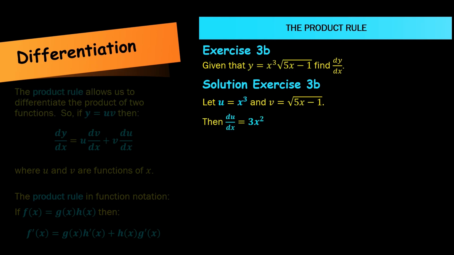Now differentiating u equals x cubed gives us du dx equals 3x squared. And from part A we have that the differential of root 5x minus 1 is 5 over 2 times 5x minus 1 raised to the power minus a half.